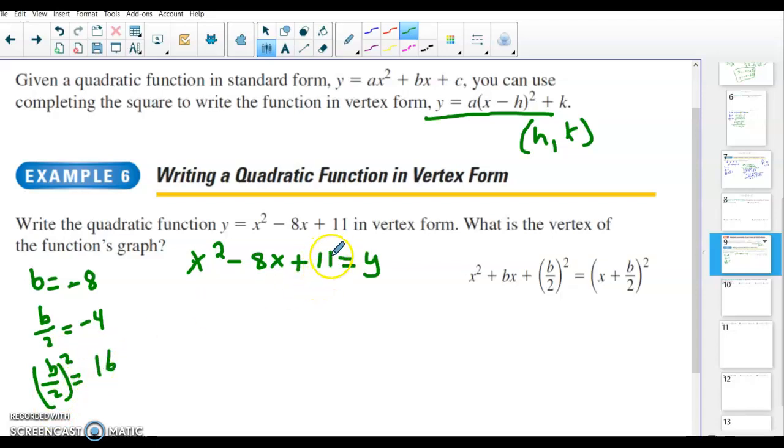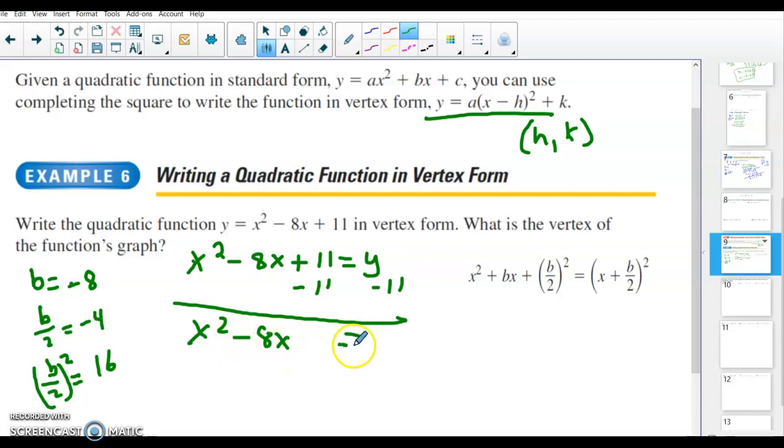So that means in this location right here, I want a positive 16, and I don't have one. So I'm going to move that 11 to the other side. -11, -11. Okay, so this looks a little odd because now I have a number next to a y. So we have x squared minus 8x. There should be a number right there. And we have y minus 11.